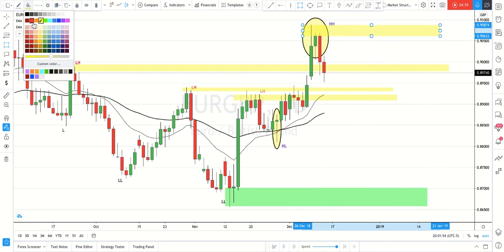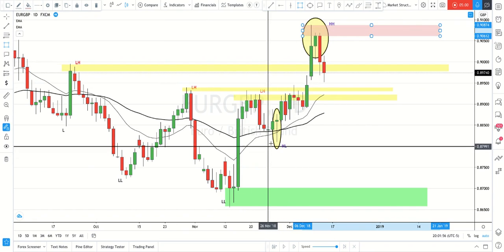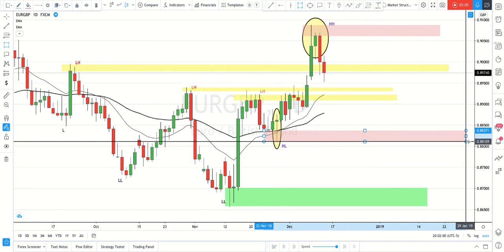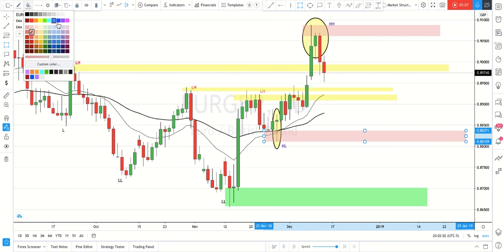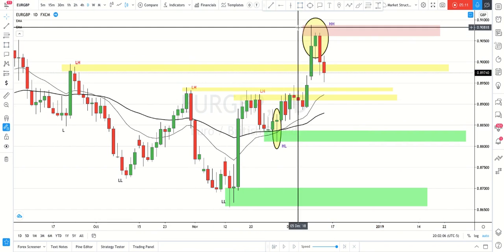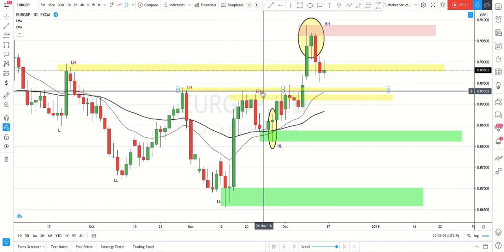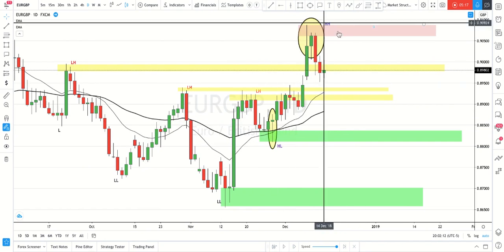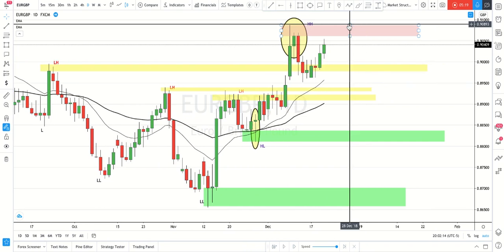So I'm going to mark off these new zones. I'm going to turn this one red because it is higher, acting as resistance. And I'm going to mark this in green because it is lower, currently acting as support. So once I have these two zones, ultimately what I want to do is see this low broken or this high broken. But we have to first get there.